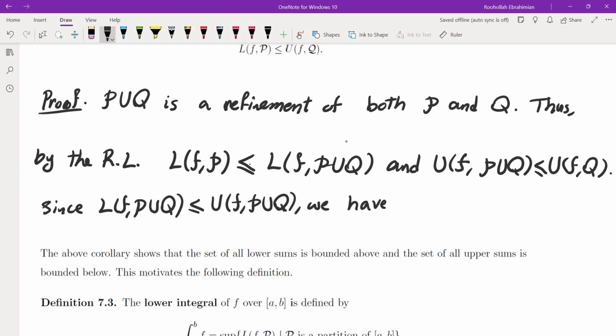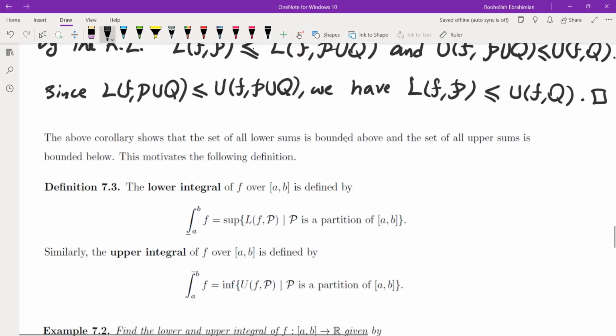We have that the lower sum of f with respect to P is less than or equal to the upper sum of f with respect to Q. And that's exactly what we wanted to show. So the lower sum with respect to every partition is less than or equal to the upper sum with respect to every other partition.